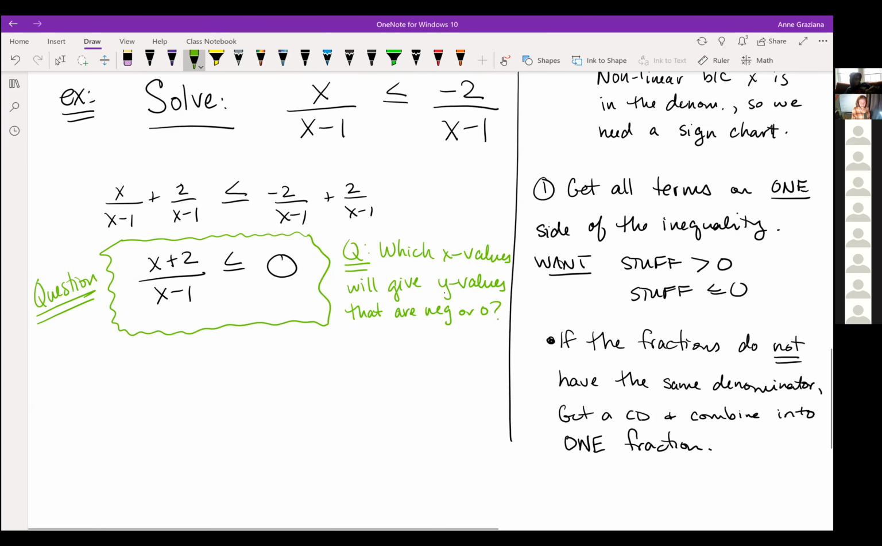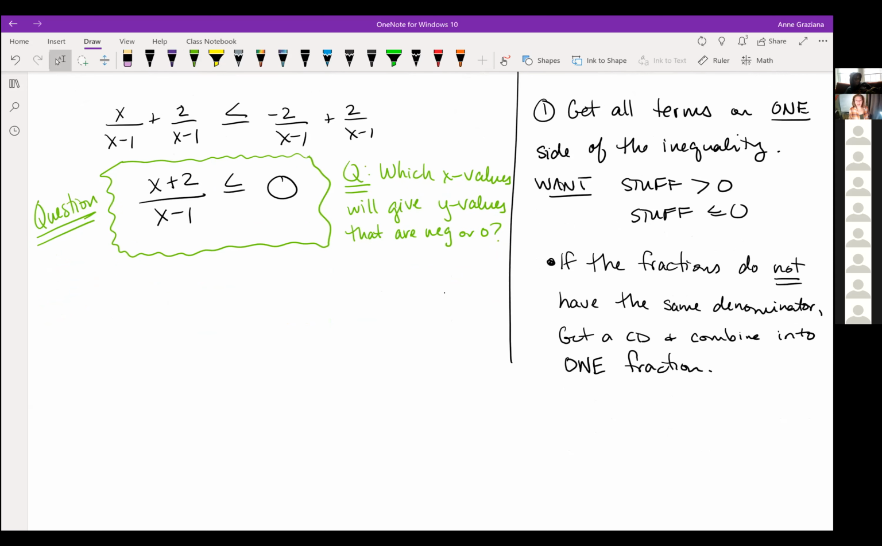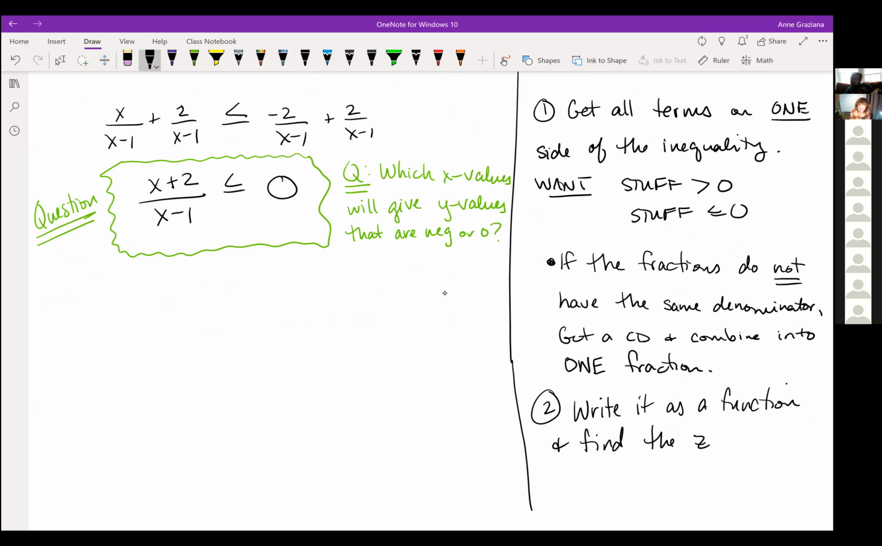And you could guess, I mean, we could just start plugging in numbers, but you're going to have a hard time getting them all because you're talking about a whole number line you have to check, okay? All the real numbers we have to look at. All right, so once we have that set, the next step is we're going to write it as a function and find the zeros and undefines.